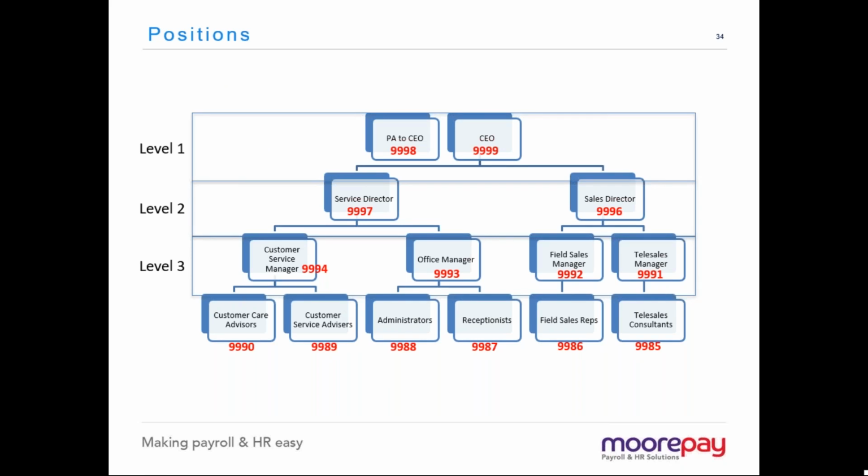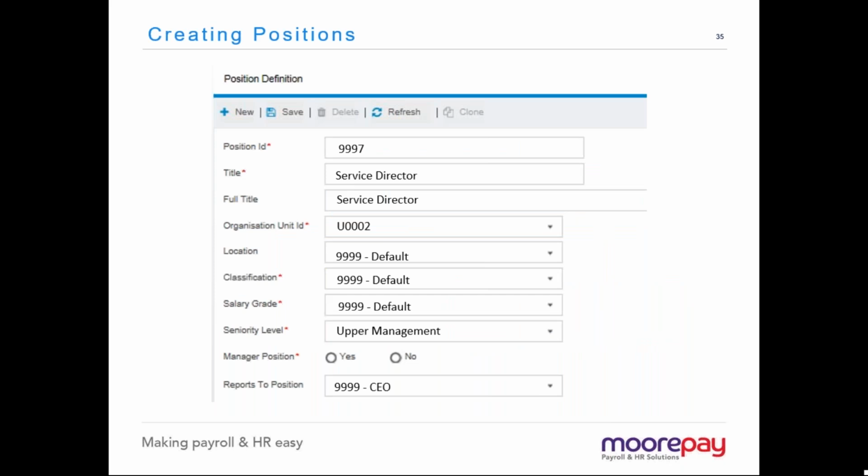If we have a look at the position levels here, you can see the Service Director actually reports to the CEO in position 9999. So if we go back to this, manager position, yes it is a manager position, and it reports to position 9999, who's the CEO. Once you're happy with that, you just save it, and that is the position created. You have to do that for every single position that's available, right down to the employee level.